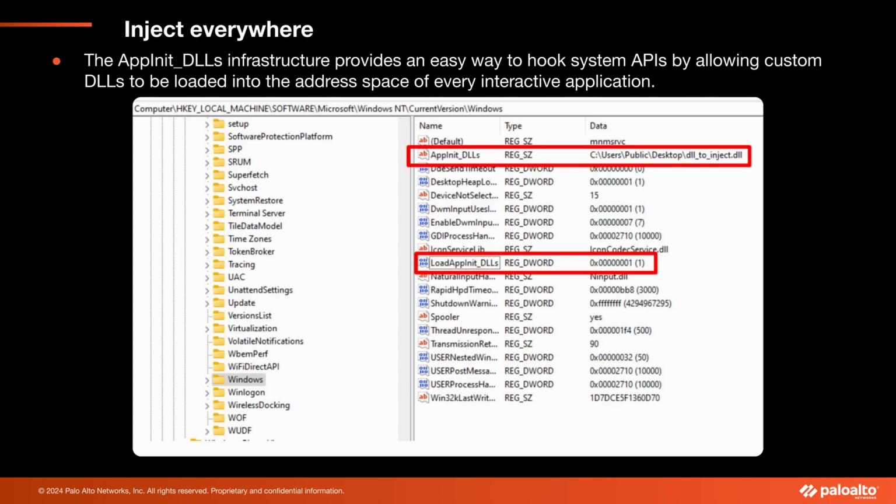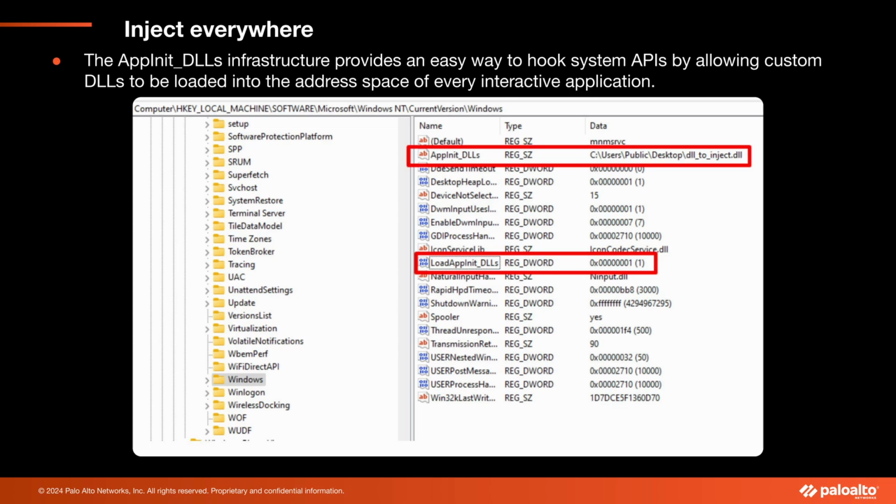One is the DLL to inject. That AppInit_DLLs value is a string with the path of the DLL that it is going to inject. And then LoadAppInit_DLLs just expects a 1 or a 0. If you put a 1, that means it is going to be injected into every process. If it's 0, it means that it won't be injected.